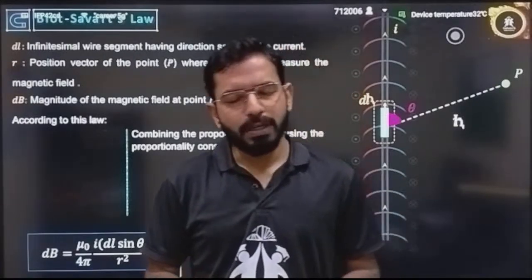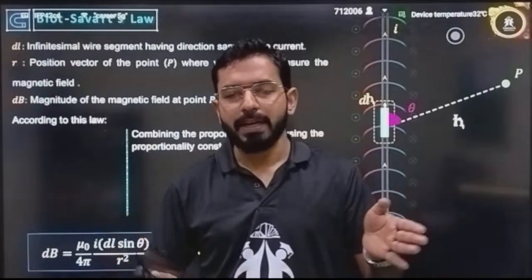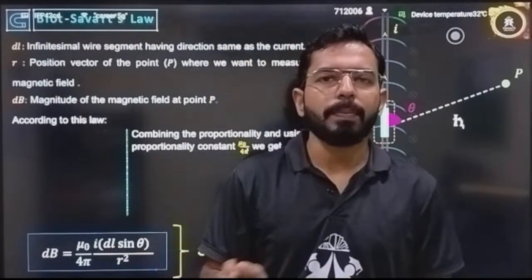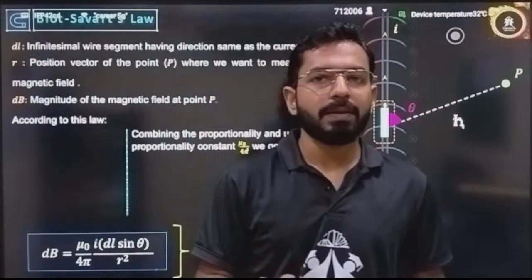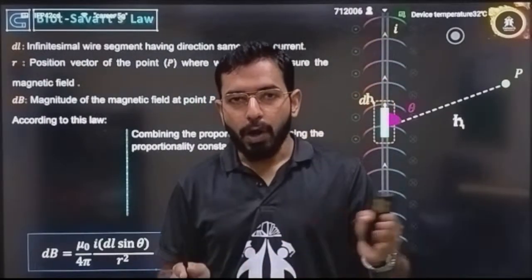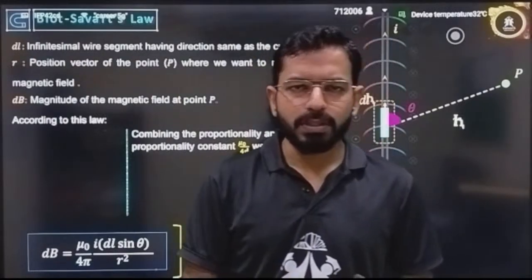Further in this chapter, I will also tell you about the analogy between electrostatics and magnetism. Lots of formulas are just cut, copy, paste. If we have seen electrostatics in complete depth, I will tell you how to compare these two chapters, how many formulas are related, everything we are going to study.